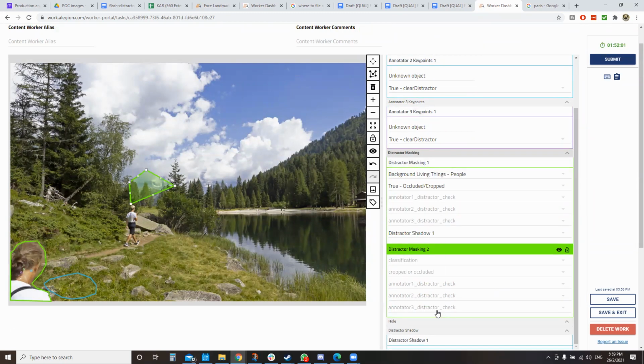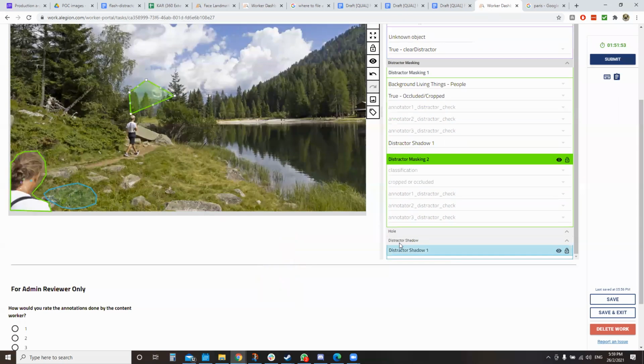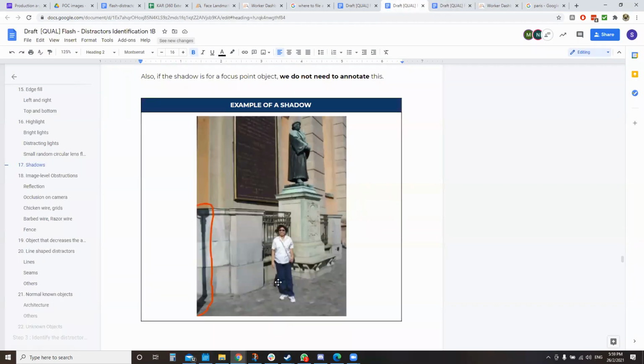Distractor shadow to, oh no, cannot. Okay, so the distractor can only be associated to one distractor. The distractor shadow can only be associated to one distractor masking. So which means if, let's say, the shadow is of the top part of the distractor, associate it to the top part only.